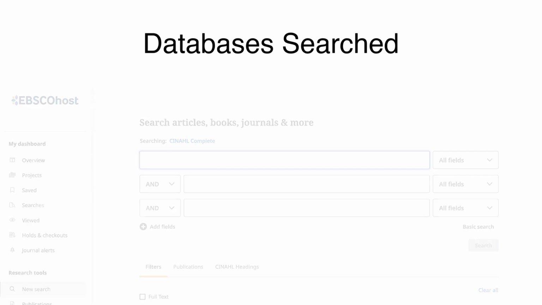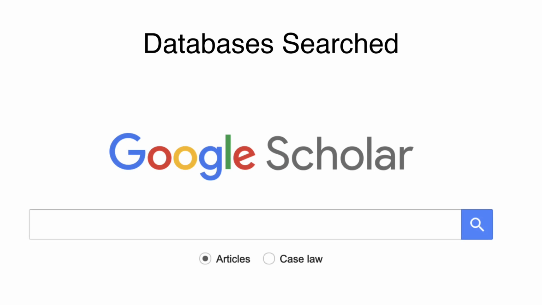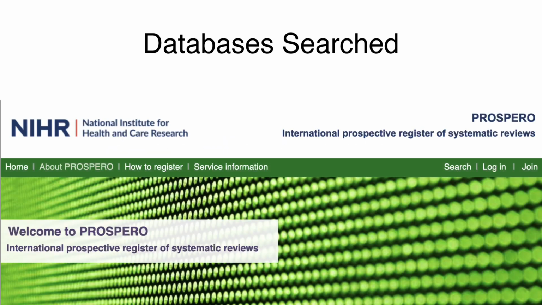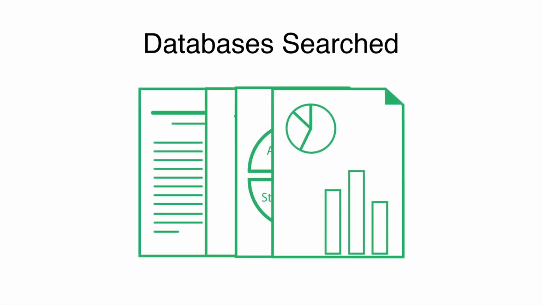Systematic reviewers search multiple databases, including other sources such as Google Scholar, registries, and the use of gray literature like dissertations, theses, conference presentations, and government reports. Consider this approach to finding resources in your own work as well.